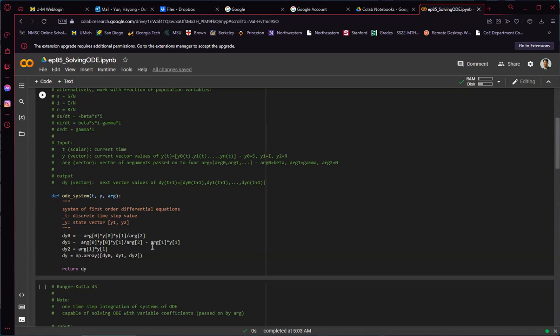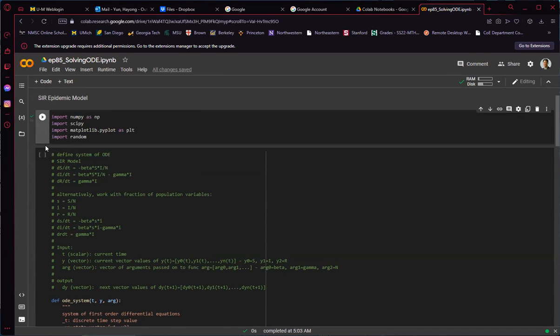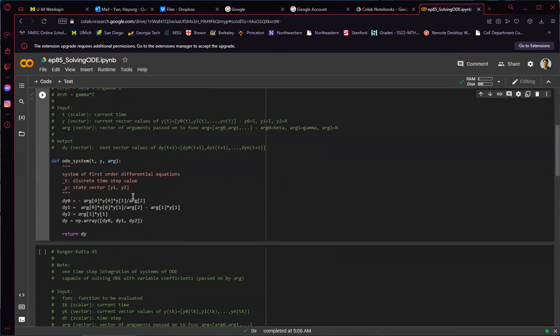And the plus sign comes here, minus argument 1, which is the gamma, times y1, which is the infected. And then lastly, the recovered derivative, the change is argument 1, which is gamma, times y1, which is I. Then you put all these changes in an array. So dy comes out as a vector of 3 numbers, the changes in S, I, and R. All right, so let's do that.